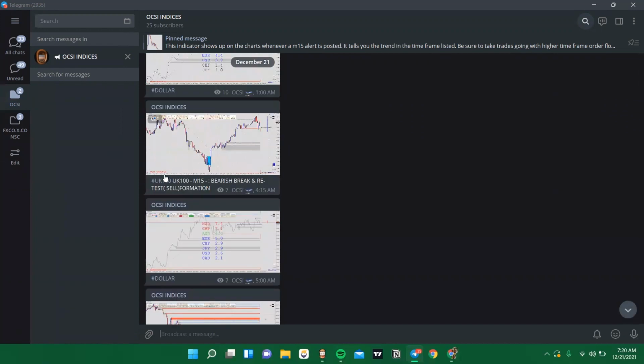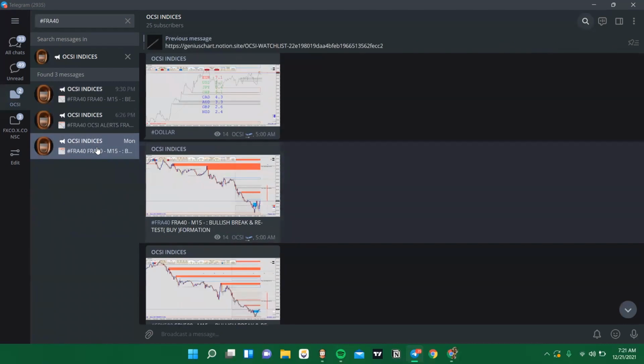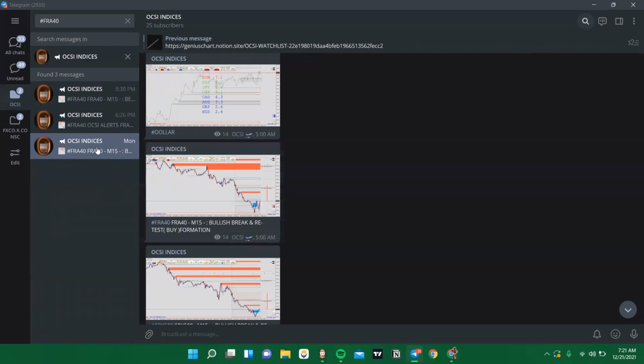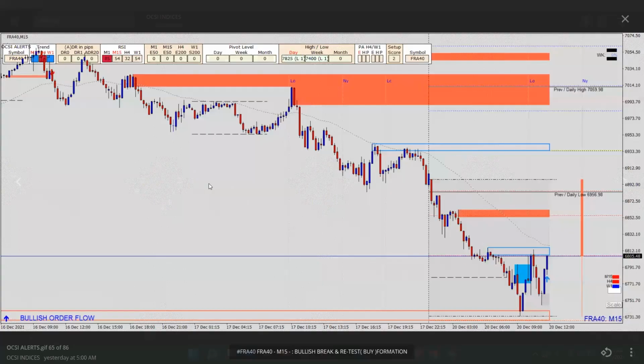What else have we been getting? UK 100. This one's been doing very good. They sent this out on Monday, and then this is where we are. Look at that. 68.05. We had a break and retest. The weekly trend is bullish.